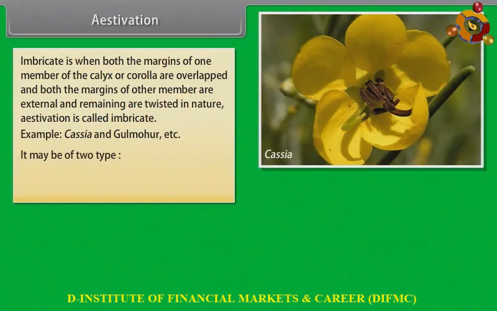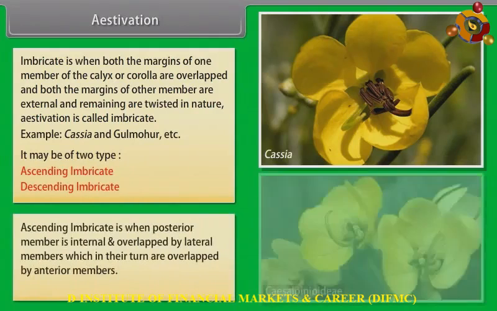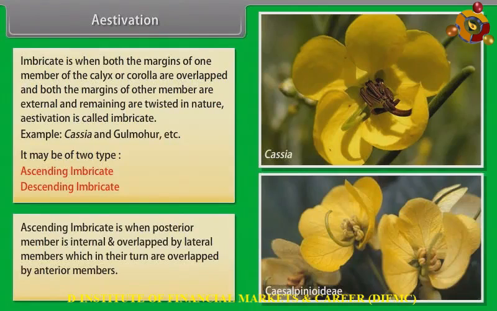It may be of 2 types: ascending imbricate, descending imbricate. Ascending imbricate is when posterior member is internal and overlapped by lateral members, which in their turn are overlapped by anterior members. Example, Sesbania pinnata.